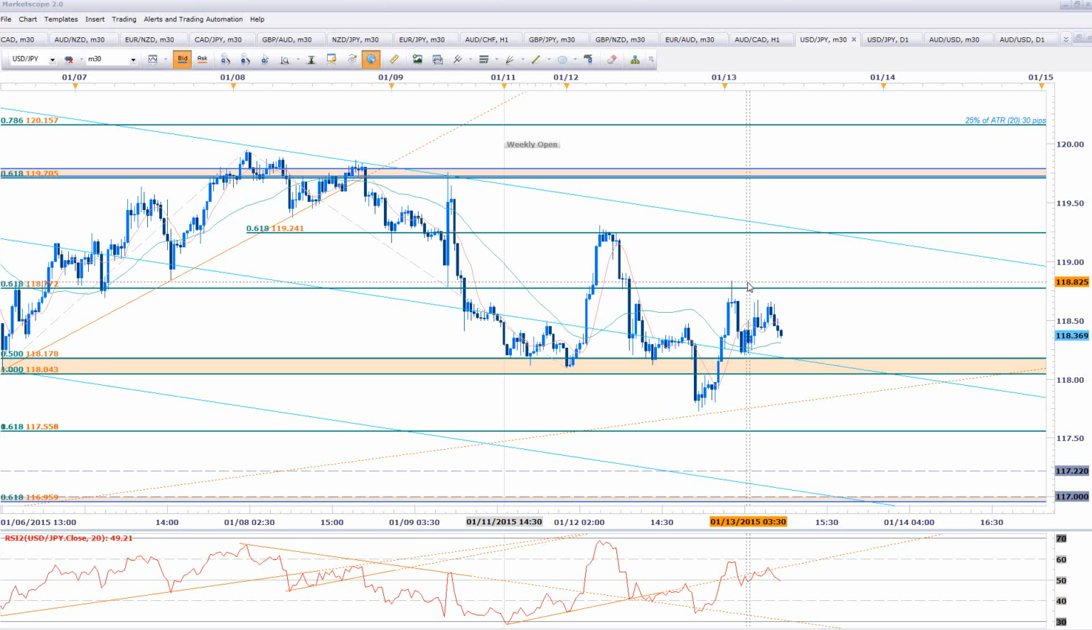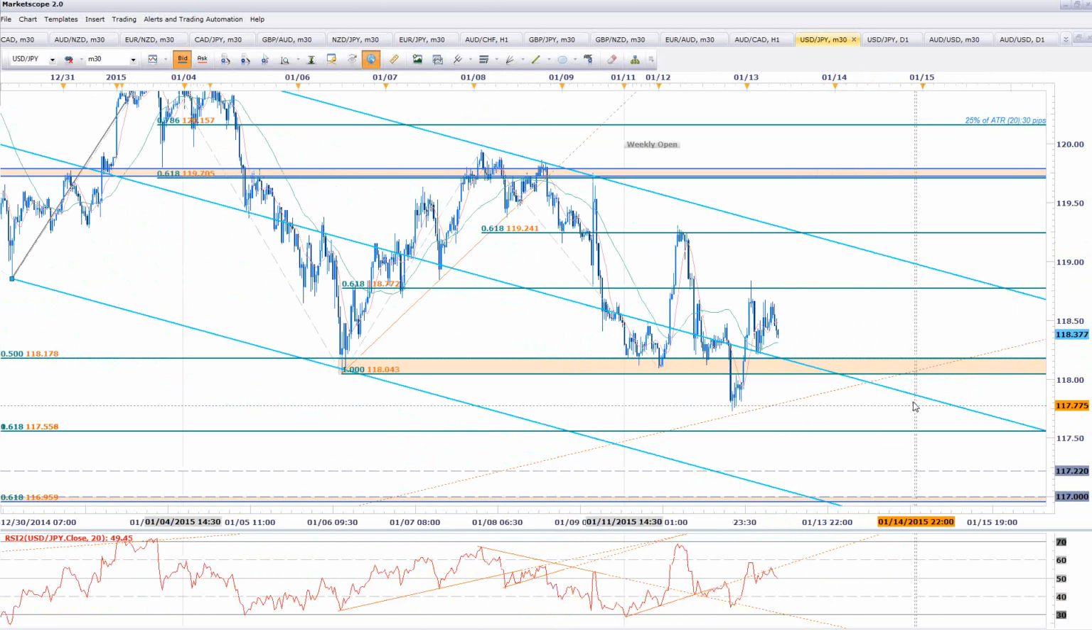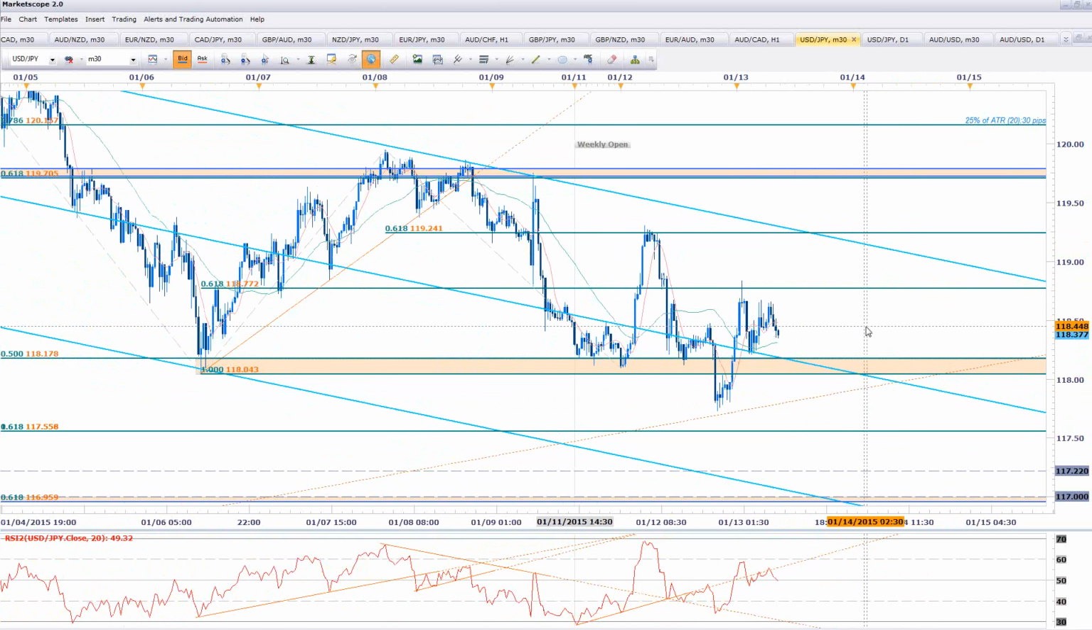So Fernando, I hope that helps, man. You're really banking on a break of 118. I think you get it. I think we might just chop around here for a while, maybe even go for a test of this upper median line parallel before we do. But at the end of the day, we're still maintaining that short side bias. Fernando says, thank you. More than welcome.